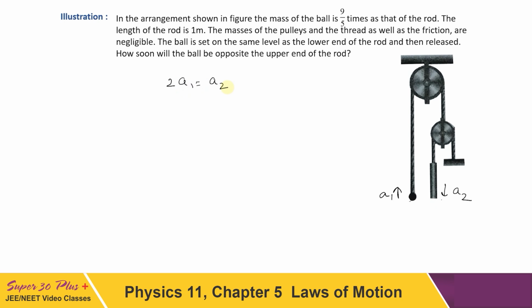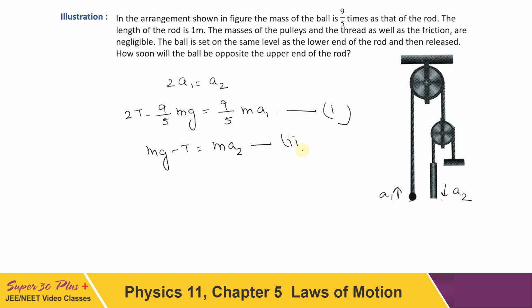Now we can write for the ball 2T minus 9 by 5 mg. m I have taken as mass of rod, so for ball it is 9 by 5 mg. 2T minus 9 by 5 mg is equal to 9 by 5 m a1. This is our equation number 1 for the ball. For the rod we can write mg minus T is equal to m a2. Are these two equations clear to you?